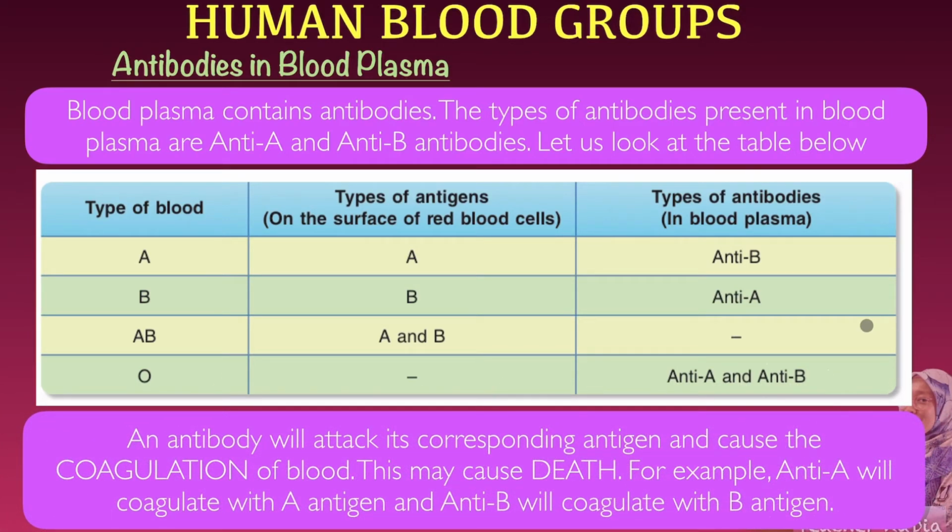So what is the function of knowing this information? An antibody actually will attack its corresponding antigen and cause the coagulation of blood. The coagulation of blood can cause death for the recipient, for the individuals who receive certain types of blood. For example, anti-A will coagulate with A antigen, while anti-B will coagulate with B antigen.